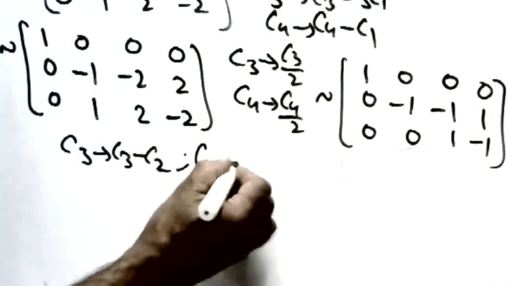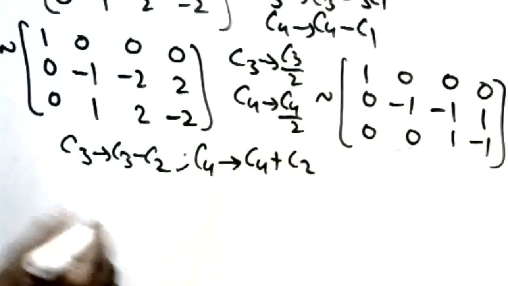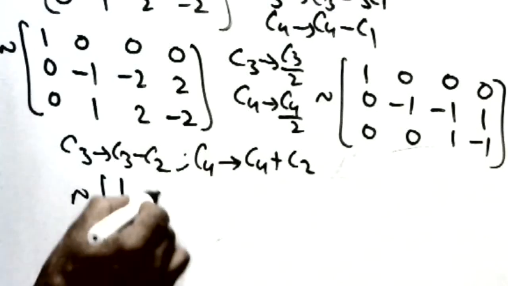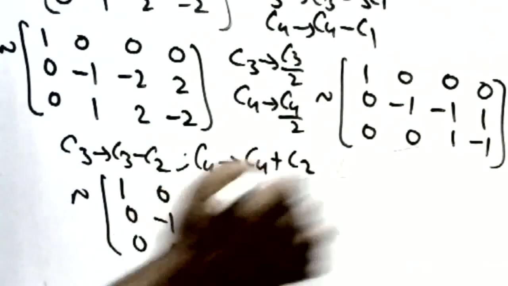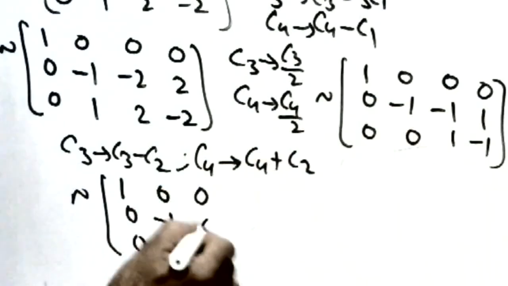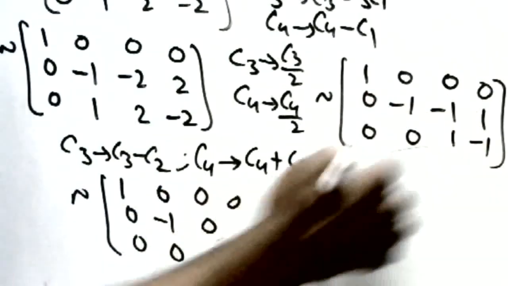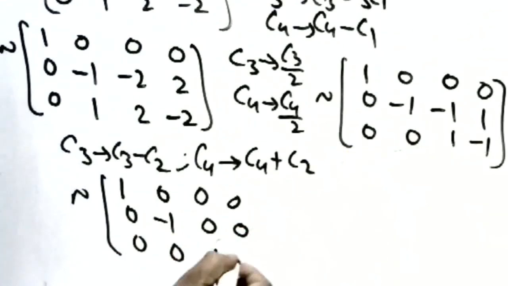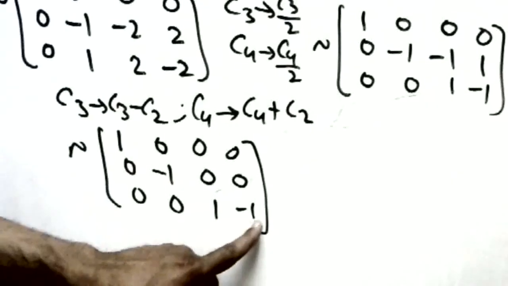C3 implies C3 minus C2. Minus 1 minus 1 plus 1 will become 0. And C4 implies C4 plus C2. Now let me change. 1 0 0 0 minus 1 0. So 0 minus 1 minus 1 is plus 1, that will become 0. 1 minus 0 is 1. Now here 0. 1 plus 1 into 1 is minus 1, 0. Minus 1 plus 0 is minus 1. So what is left here? Last is to make identity. Only this one is left here.